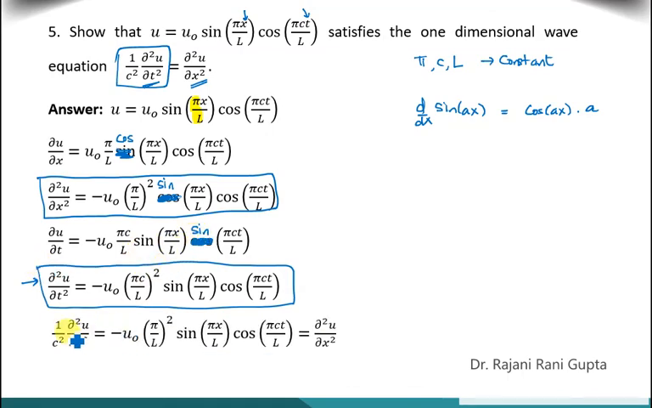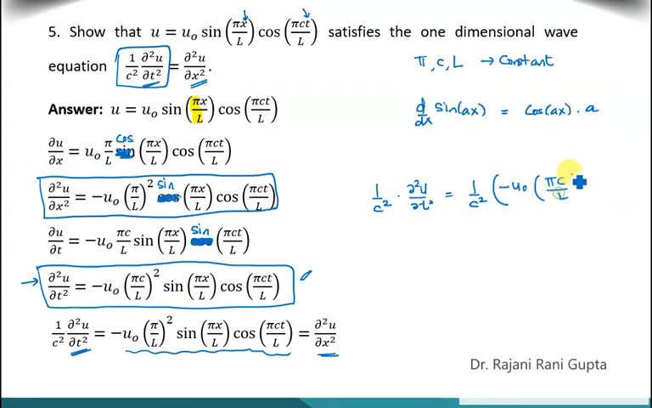So when we put 1 over c square times the second partial derivative of u with respect to t, this value when we select from here, we get this value, which is nothing but this. So let's see the working here. If I multiply 1 over c square with the second partial derivative with respect to t, it is 1 over c square times minus u naught pi c over l square, and this term sine pi x over l cos pi ct over l.